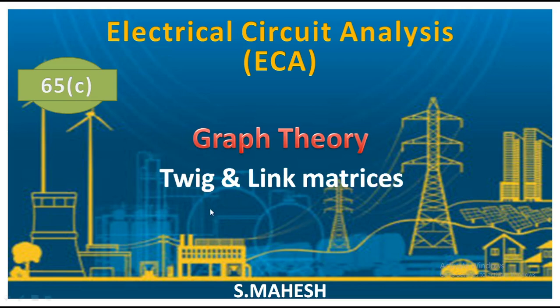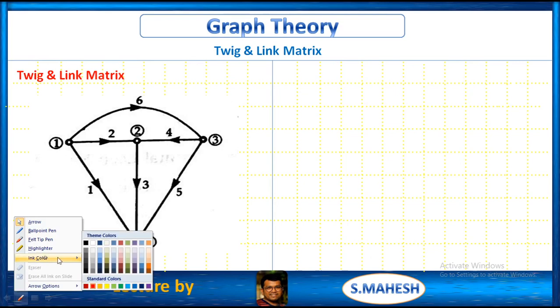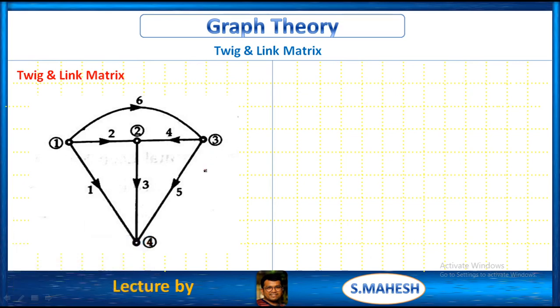Hello everyone. Now we have to discuss twig and link matrix from the given graph. So let us consider this is the given graph. From this, how many number of nodes we are having? 1, 2, 3, 4. Yes, 4 number of nodes. And how many branches? Nodes are 4.